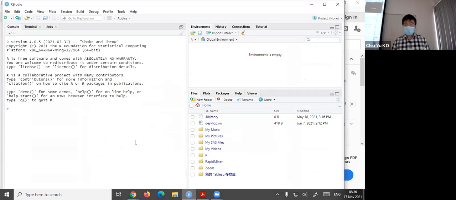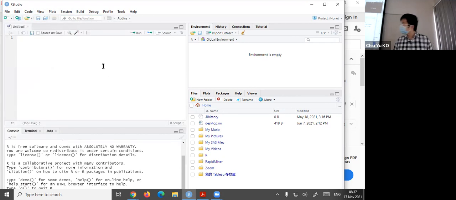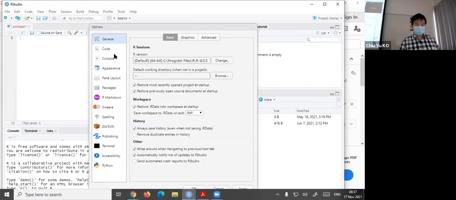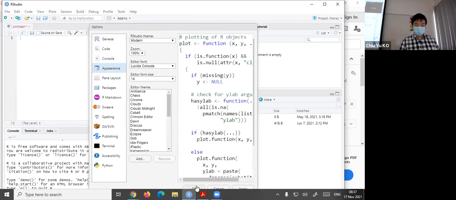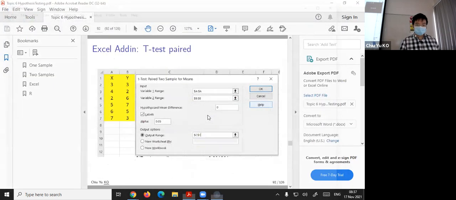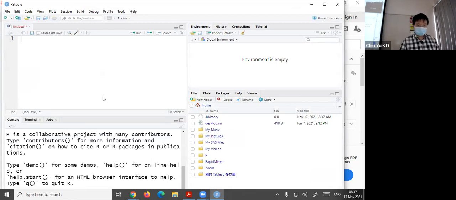So I hope you open RStudio with you. After RStudio is open, we're going to start. The script is here. I first try to make the font size bigger, because it is at 14, which is usually too small. Okay, so now I can get started.